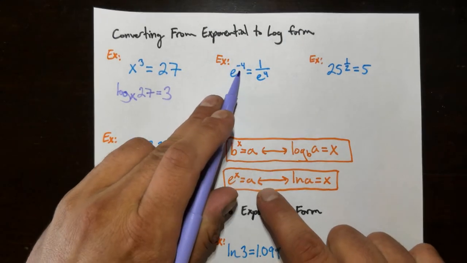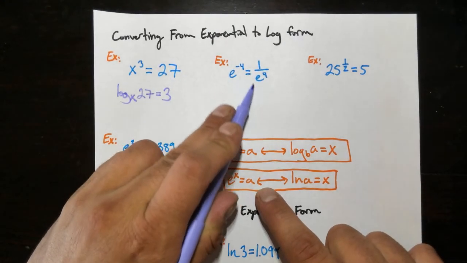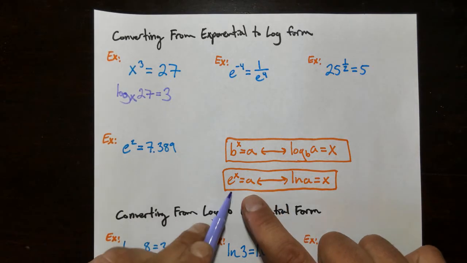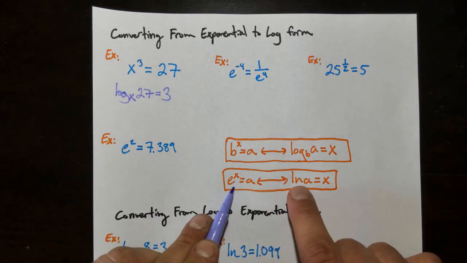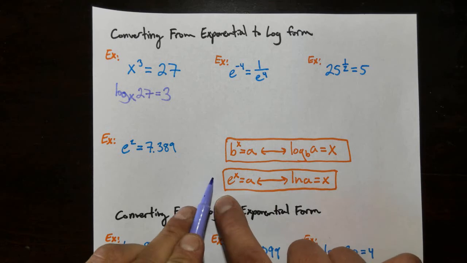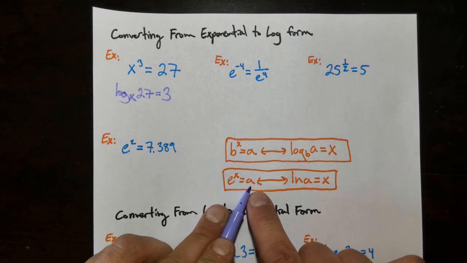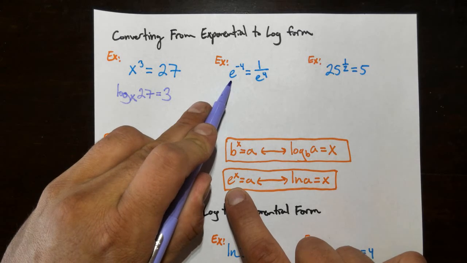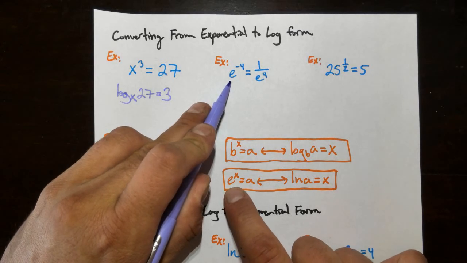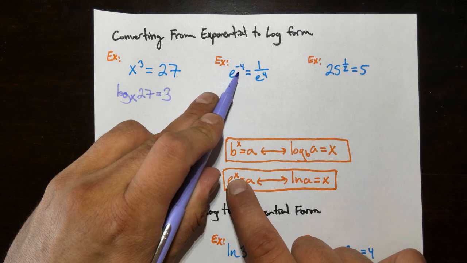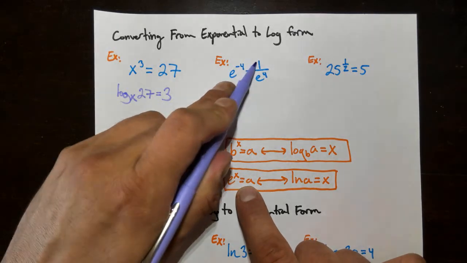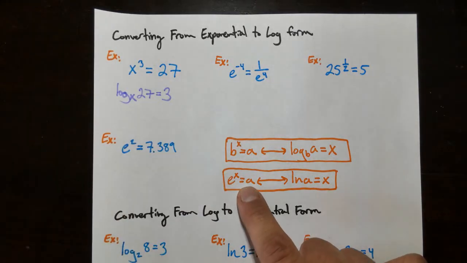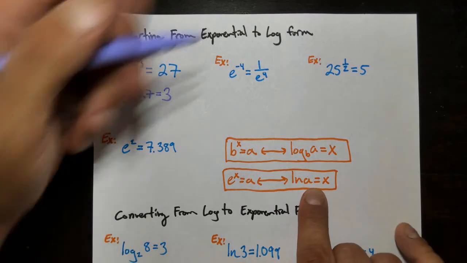So e to the negative fourth is equal to 1 over e to the fourth. I see e, so right away I'm thinking I'm going to be dealing with an ln. We see e to the x is equal to a. In this case, our base is e, and it will always be e. Our x is negative 4, and our a is 1 over e to the fourth. So we're just going to write it into this form.